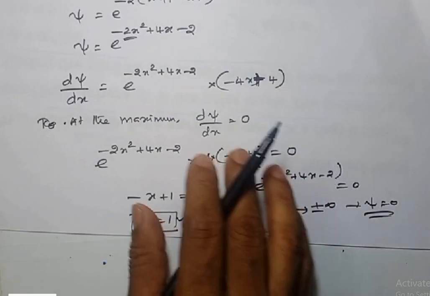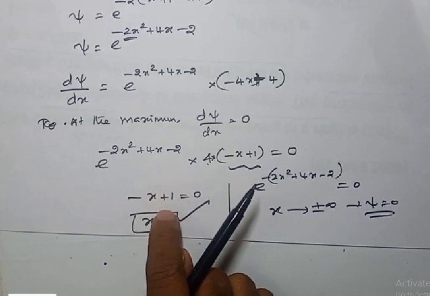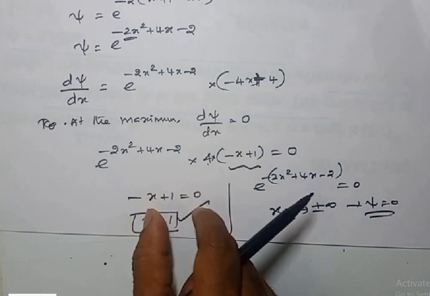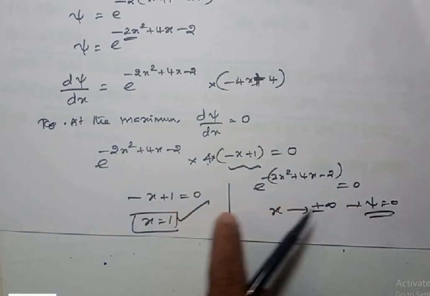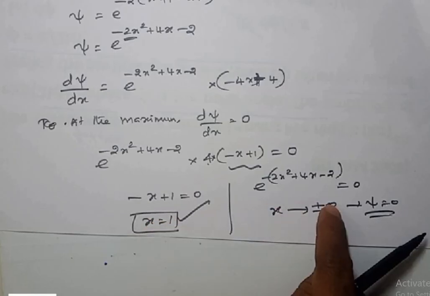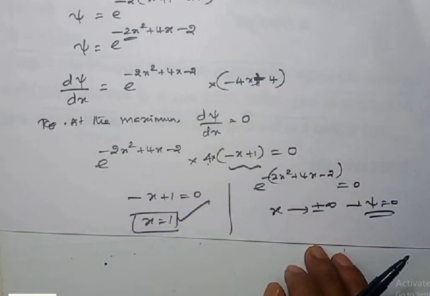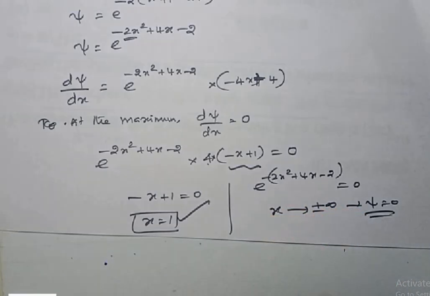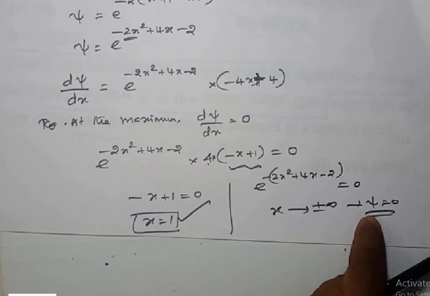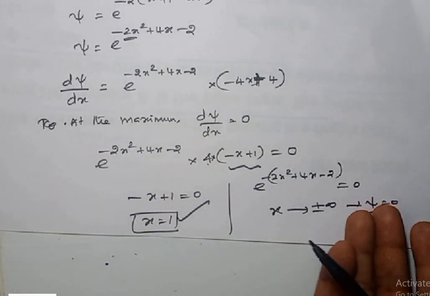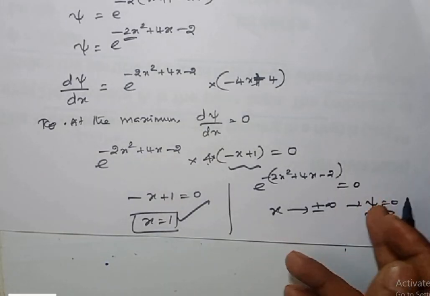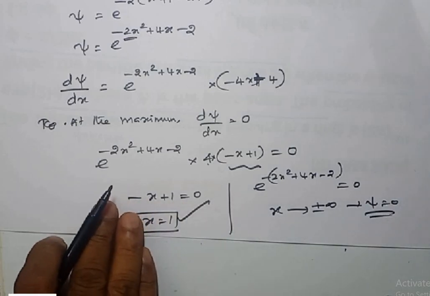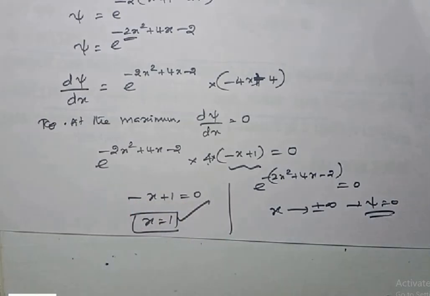Right? Now if you put the value equal to 0, you will get some x value. That x value will give the maximum. So what are the x values possible? x equal to 1 or x equal to plus infinity or minus infinity. But we know very well, when x approaches plus infinity or minus infinity, wave function becomes 0. So when wave function is 0, what is the meaning for maximum, right? So maximum is not possible here. So the only possible value where maximum exists is x equal to 1, right?